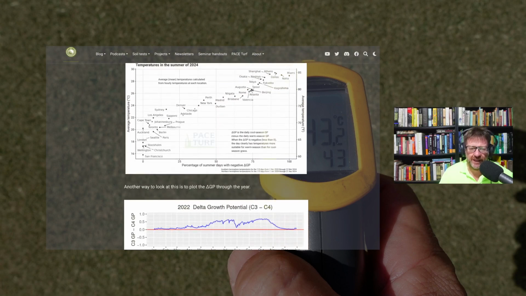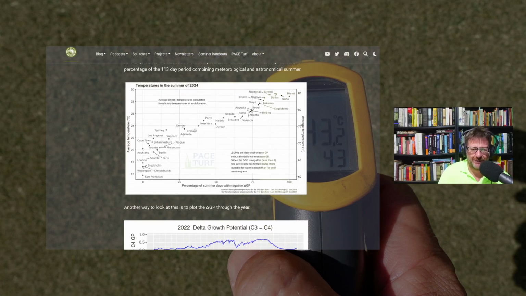And in some of the places on this chart, such as Shanghai or Dallas, Texas had about 80% of the days in that 113-day period that combines the meteorological and the astronomical summer. It had about 80% of the days in the summer of 2024 that were better for warm season grass than for cool season grass. And Miami was 100%. In Miami, the average temperature was actually a little bit higher than in Dallas in the summer of 2024, but I included Miami on this chart because Miami for me is pretty much a clear warm season area.